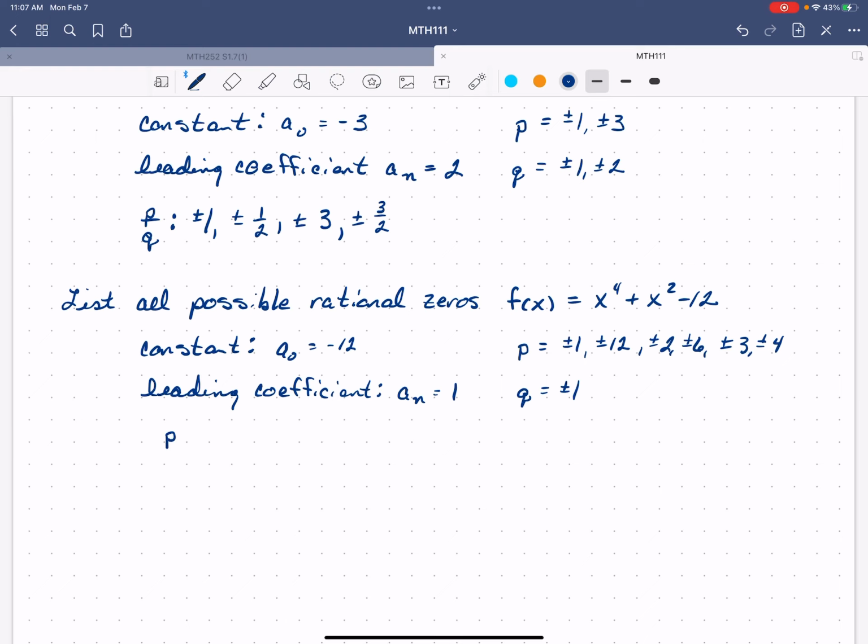My possible rational zeros are 1 over 1, 12 over 1, 2 over 1, 6 over 1, 3 over 1, and 4 over 1.